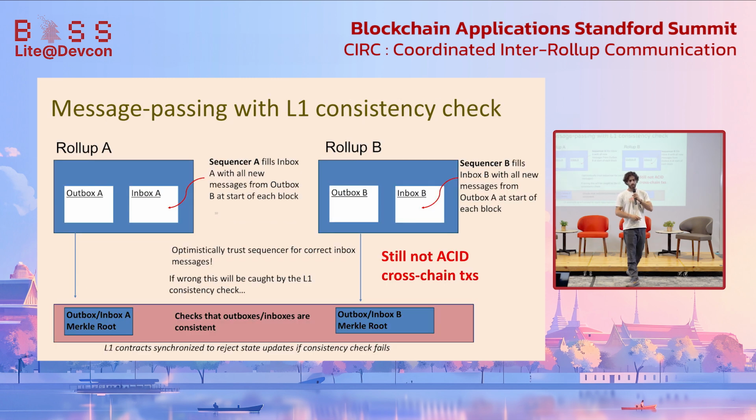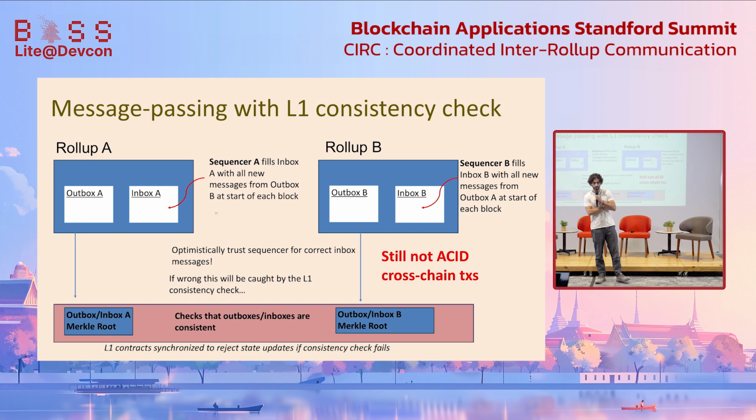So there's another way that we can do message passing between chains that would allow for the messages to be passed much more quickly, but still inheriting security from the layer 1. And it's a small tweak on what we were doing before, but this is how it would work. So instead of waiting for the Merkle root of the other chain to settle, you can allow the sequencer of the rollup to just pass in messages that it claims to be correct.